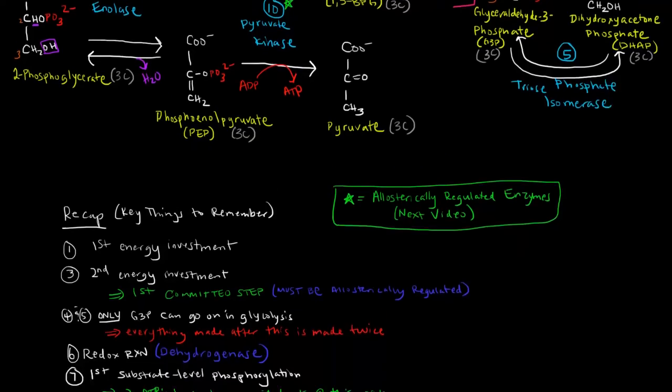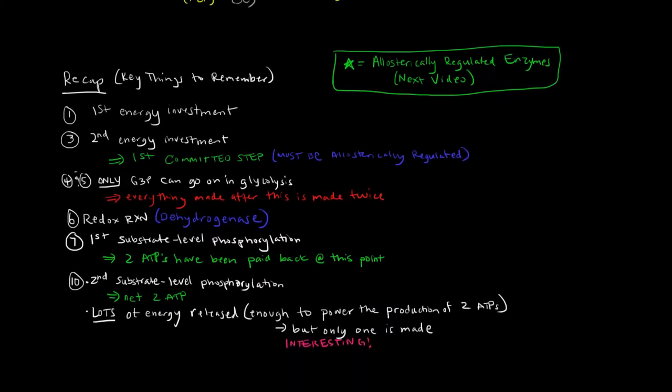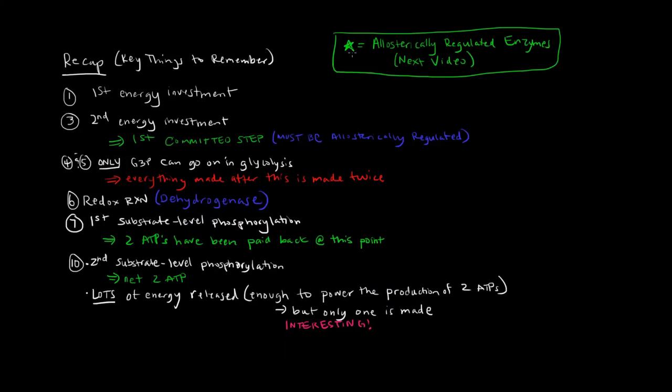So let's do a quick little recap of what we covered. The steps above that have the little green star next to them are the allosterically regulated enzymes, and the next video will be covering that. As far as the recap, the first reaction was the first energy investment. You can scroll back up, pause the video, and check that out. The third step was a second energy investment, and that was the first committed step, catalyzed by phosphofructokinase 1. That, if it's the first committed step, we know that first committed step must be allosterically regulated.